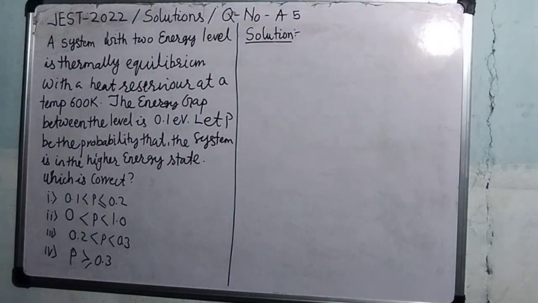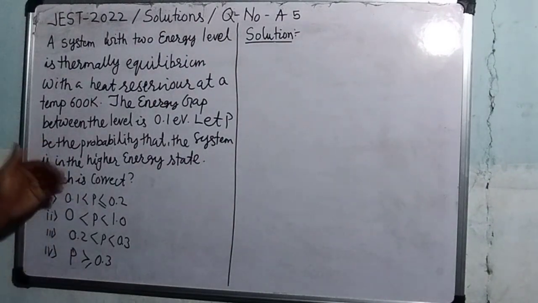Students or friends, we are going to solve a problem from JEST 2022. Here is the question: a system with two energy levels is in thermal equilibrium with a heat reservoir at a temperature of 600 Kelvin. The energy gap between the two levels is 0.1 electron volt, and let P be the probability that the system is in the higher energy state. Which of the following options will be correct?